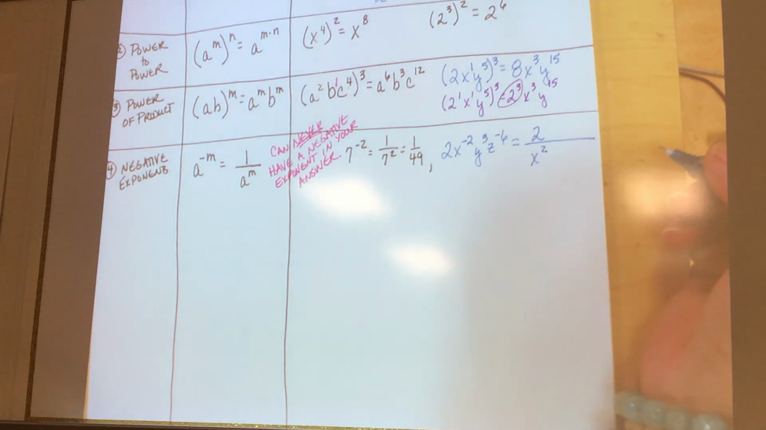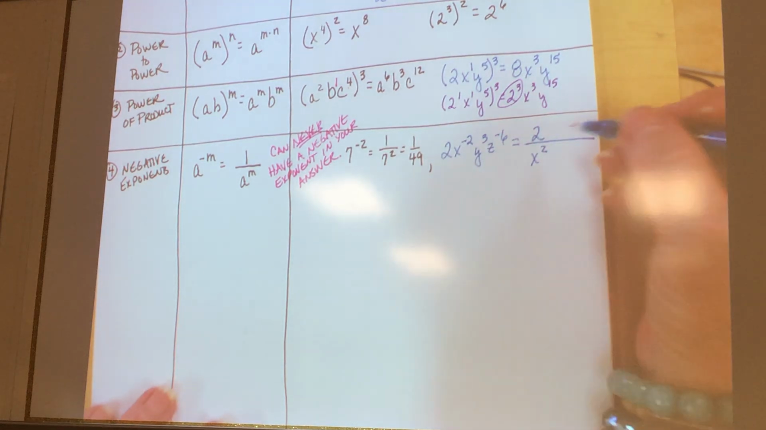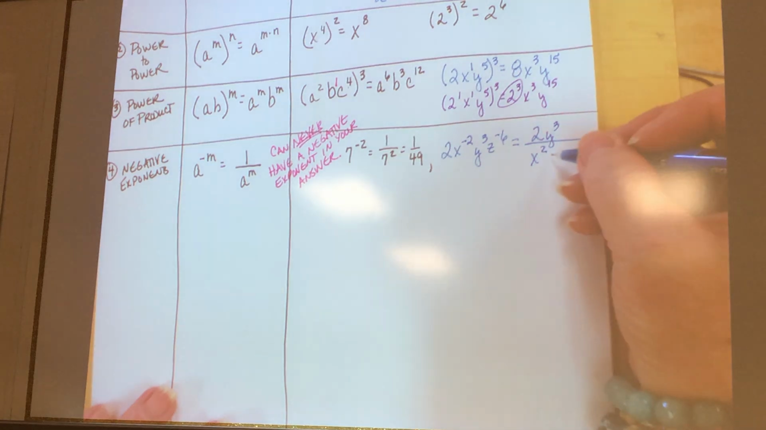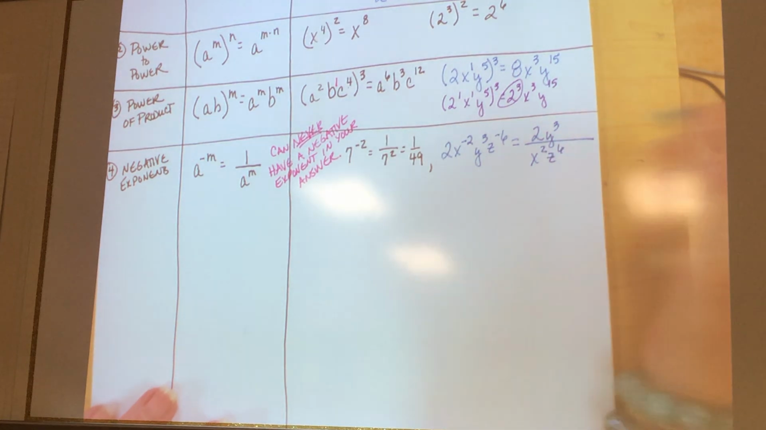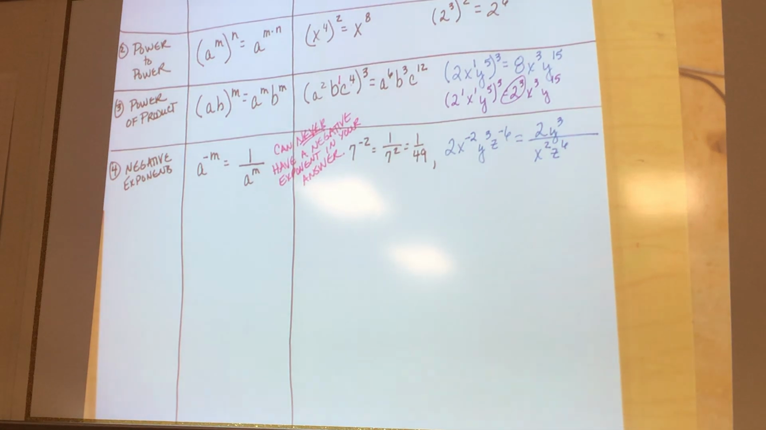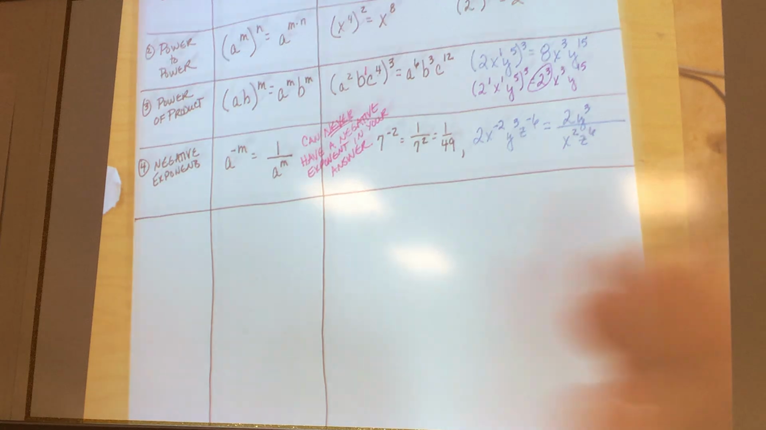Generally when you have more than one variable, how do you know what order to put them in? Alphabetical order. Very good. Okay, what about this y to the third? Where does he go? On the top. What about this z to the minus 6? And he becomes a positive 6. All right, anybody got a question? Okay, very good. Moving right along.